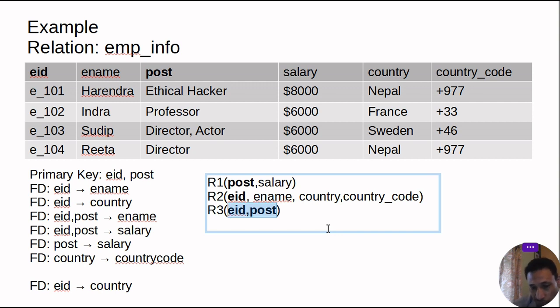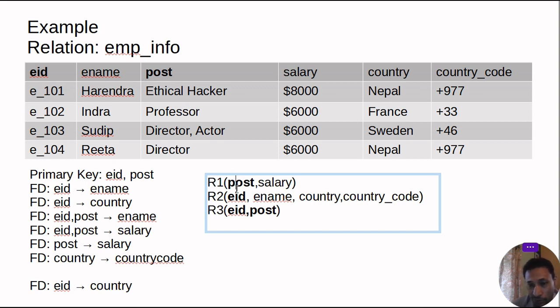So let's talk about the insertion anomaly. Can we insert information about an employee if we have employee ID and name only? We can, because we have employee ID, that is the value for the primary key. We have the value for the primary key, so we can insert employee information. Can we insert a new post? Sure, why not? Because post is the primary key and we have the value for the post, so we can insert a new post also. So there is no insertion anomaly.